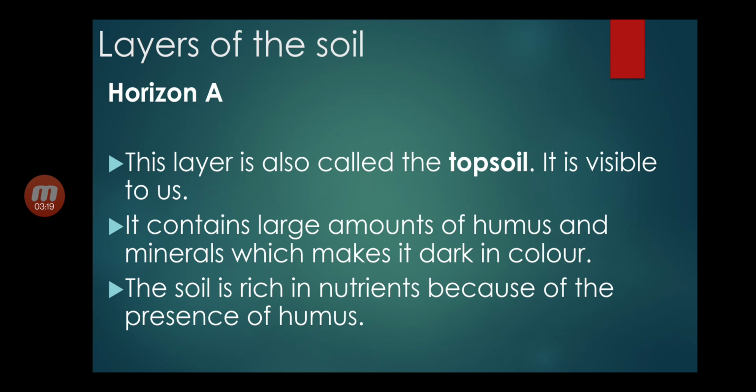Layers of the soil. First, horizon A. This layer is also called the topsoil. It is visible to us. It contains large amounts of humus and minerals which makes it dark in color. The soil is rich in nutrients because of the presence of humus.